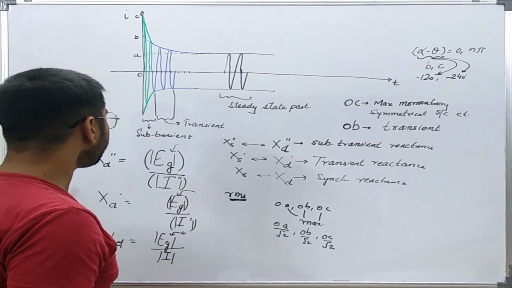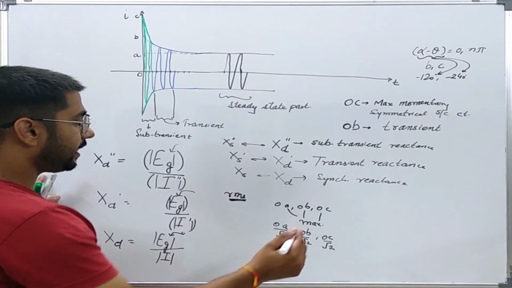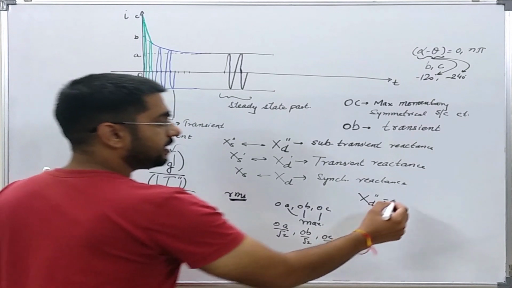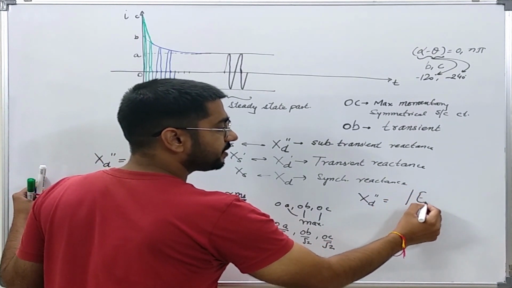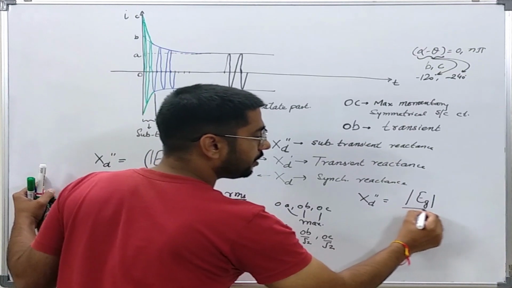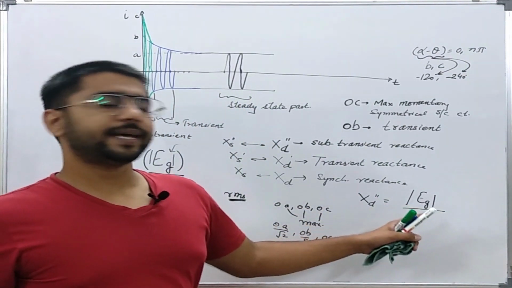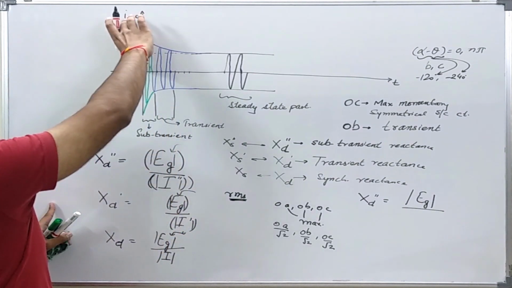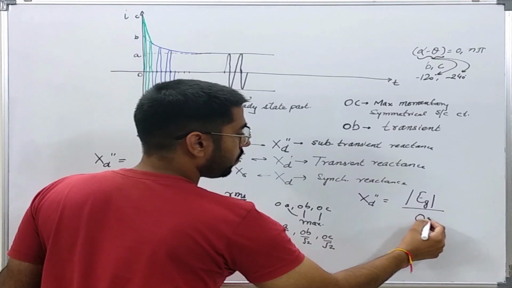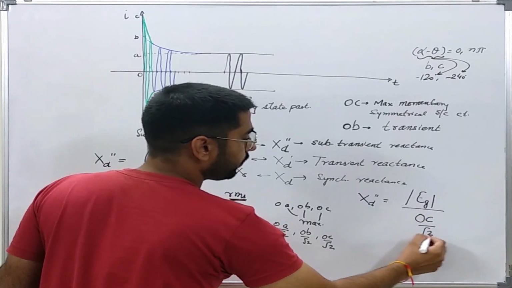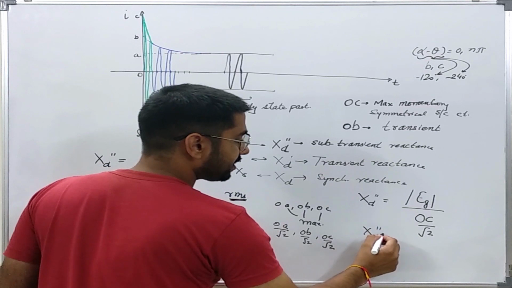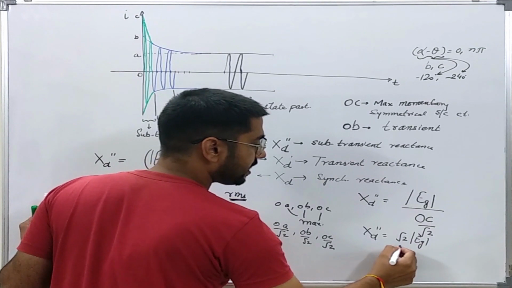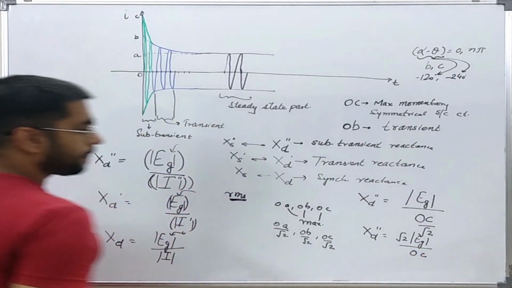So it implies that XD double prime can be written as the magnitude in RMS of the no load induced voltage over, what is this value? This will be OC over √2, or XD double prime can be written as √2 times the RMS value of the induced voltage at no load over OC.